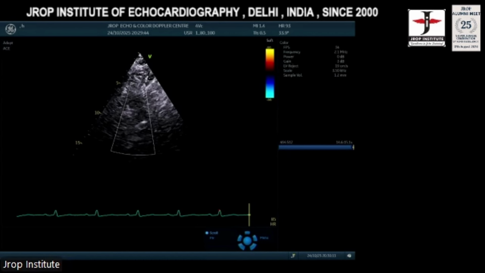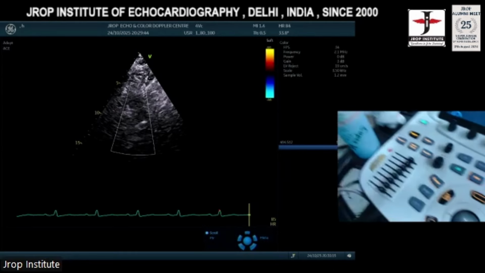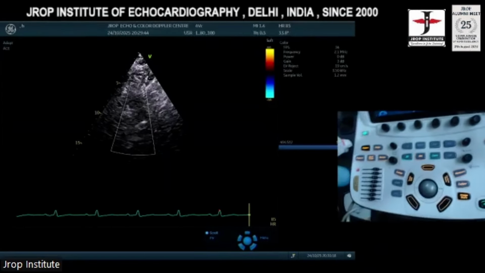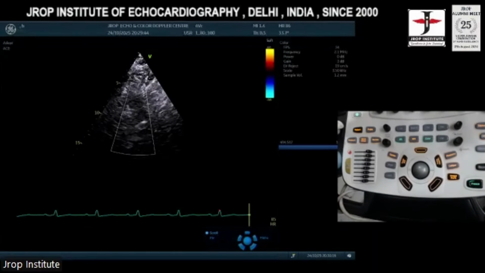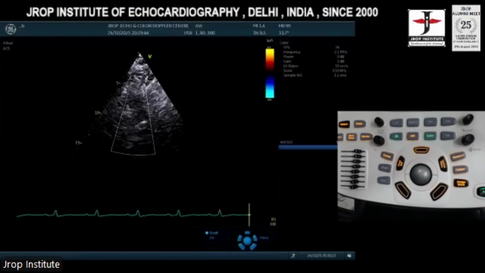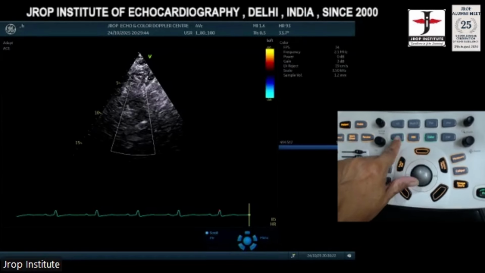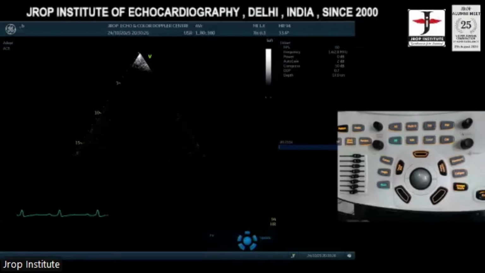In this knobology, the screen, sorry. Now every machine has got this setup. There is a word 2D. As soon as you press 2D, the machine will automatically go into 2D mode.